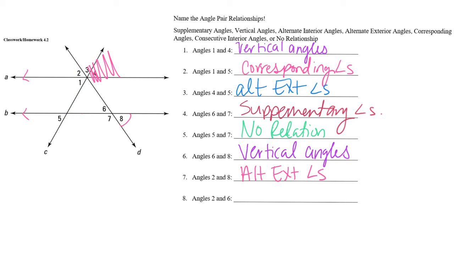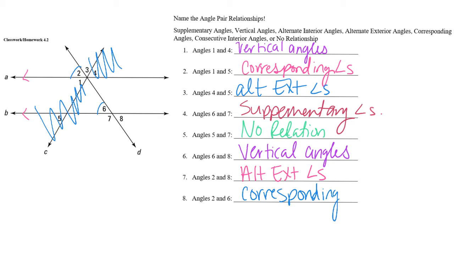That's okay. Okay, so let's look at number 8. Last one. It says 2 and 6. So yet again, you kind of want to ignore all this stuff out here that's in the way of you seeing what's going on. So we have parallel lines, and they're on the same side of the transversal in the same location, which means they are corresponding angles.